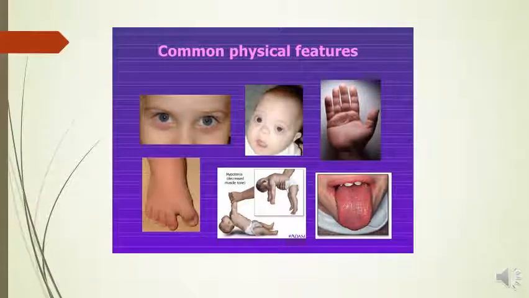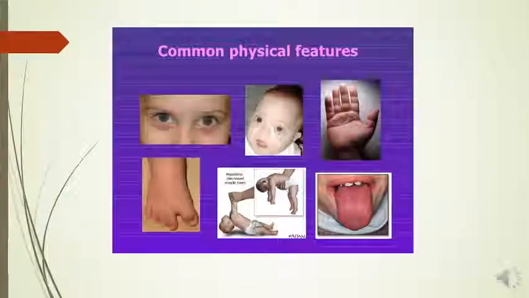Here you see that gap between the first and second toe. The tongue, they're showing that when you stick it out, it appears to be quite large. Simian crease in the palm of the hand straight across. And then you see the hypotonia and decreased muscle tone in the baby, as well as the epicanthal folds.